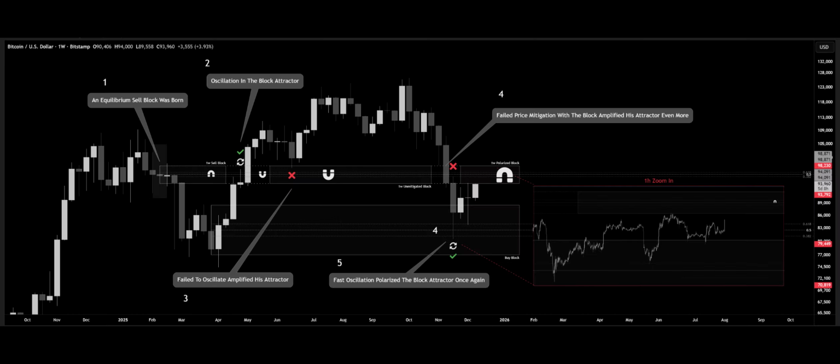When price later moved downward and shifted its functionality into a sell block, the internal Fibonacci-based COG, center of gravity, turned the block into a strong magnetic attractor for price.